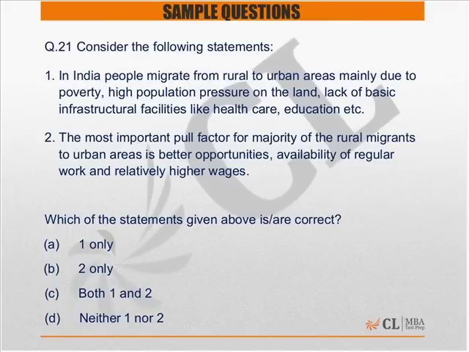In India, people migrate from rural to urban areas mainly due to poverty, high population pressure on the land, and lack of basic infrastructural facilities like healthcare, education, etc. We agree, definitely correct.